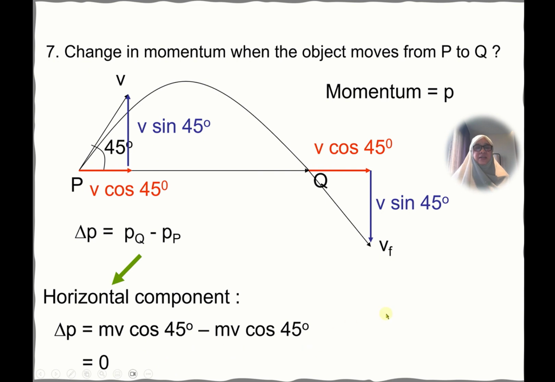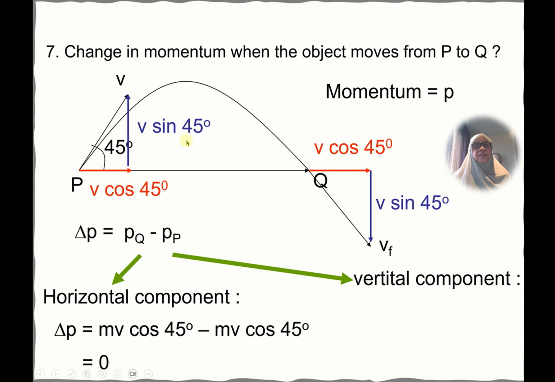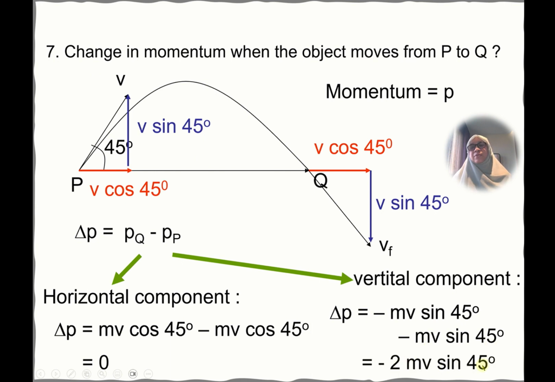So it doesn't have any effect on the overall resultant momentum. For the vertical component, they are in different directions. So final is v sine 45 degrees, which means negative m times the velocity v sine 45 degrees, because the direction is downward. Initial is positive, so we minus positive mv sine 45 degrees. So that means minus mv sine 45 degrees minus mv sine 45 degrees. We get negative 2 mv sine 45 degrees, because they are in opposite directions.